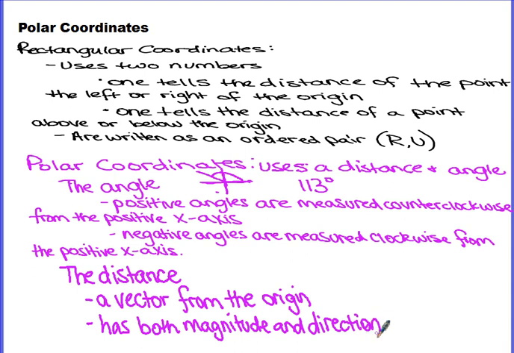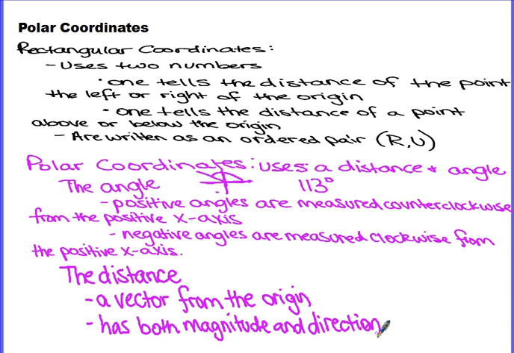Now, there are four different ways to name a polar coordinate. We can have a positive vector and a positive angle, a positive vector and a negative angle, a negative vector and a positive angle, or a negative vector and a negative angle. The way that we are going to name these, primarily for right now, is with a positive vector and a positive angle.